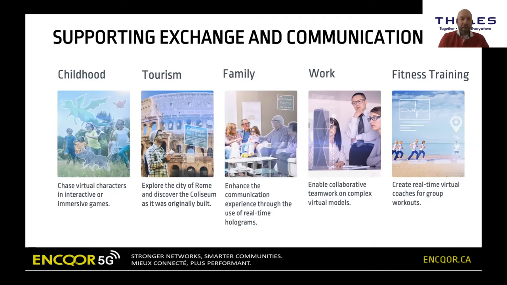You can have a presence with your family. Today with COVID, it's a way to make it more real, to feel that you're both in the same living room, for work and distance. And the last one is an example of training.